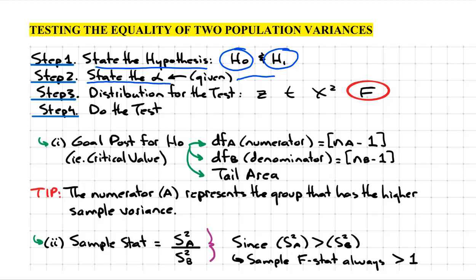So for example, if the level of significance is 5%, it would mean that we want to give the null statement a 95% margin of error. The third step is to identify the distribution for the test itself. And since we're testing for the equality of two population variances, the appropriate distribution would be the F distribution, and that's why it's circled. And then step 4 is to actually do the test itself.